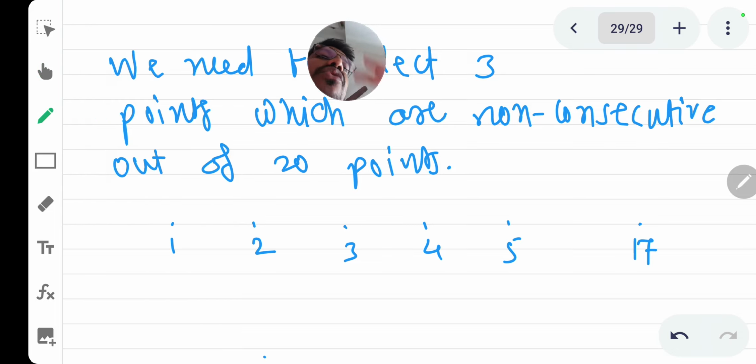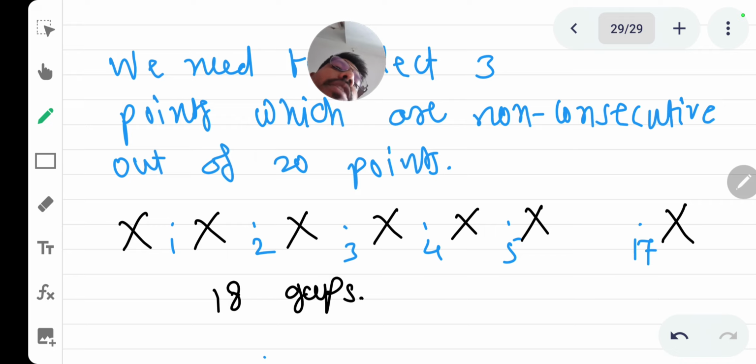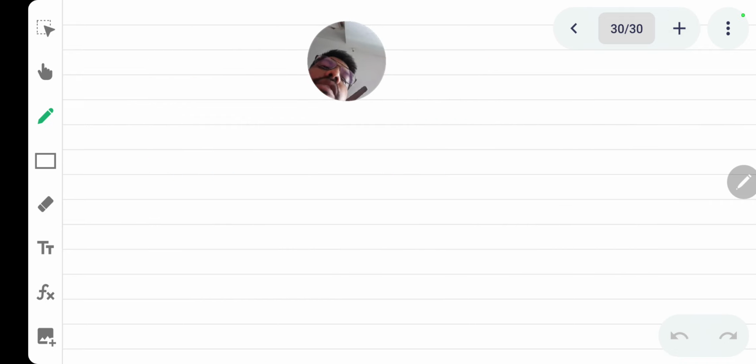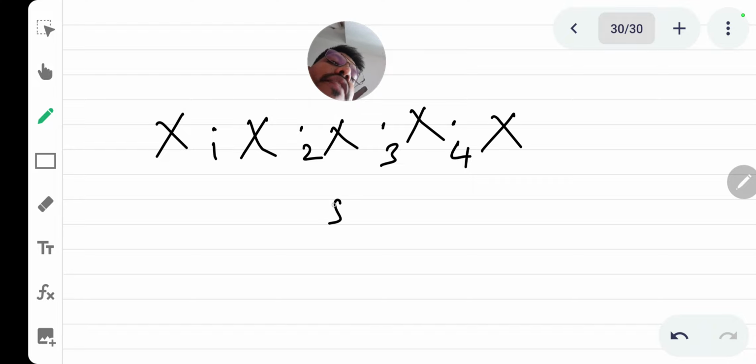How many gaps they are going to give? We are going to use gap method. How many gaps? 1, 2, 3, 4, 5, 6, and so on, and there is a gap after 17 also. So you can see there are in total 18 gaps. If you have problem in identifying the gaps, I will simplify it. Suppose you have 4 points, how many gaps they are going to give? 1, 2, 3, 4, 5 gaps, right? So always in linear combination there will be one gap extra, right?